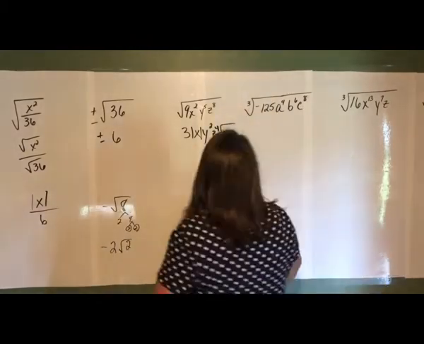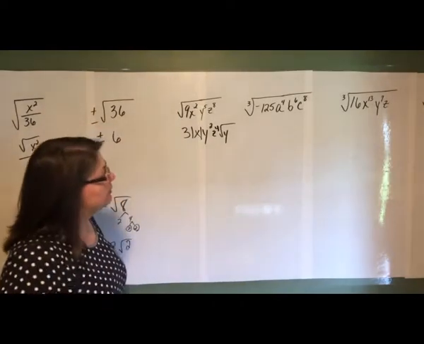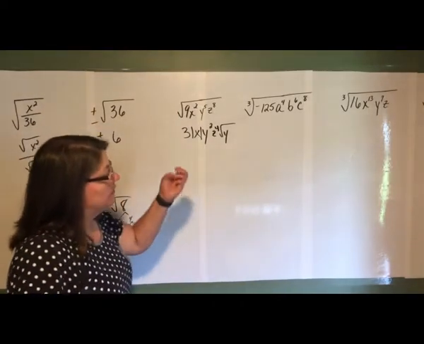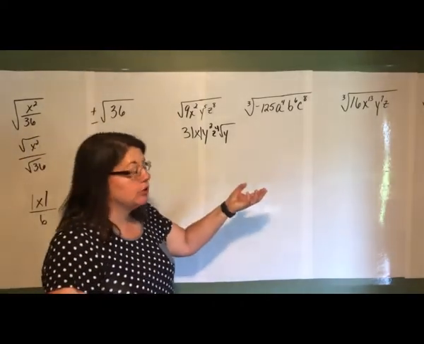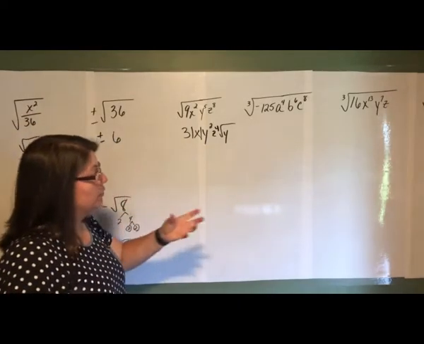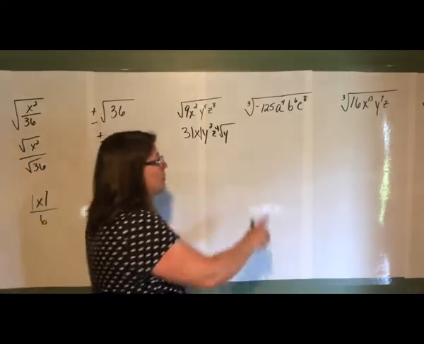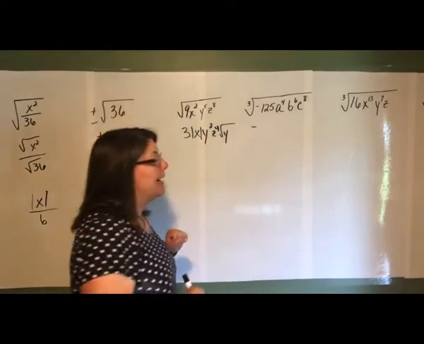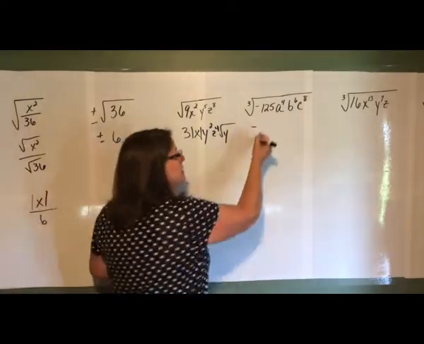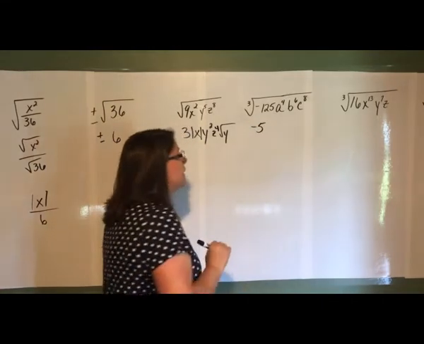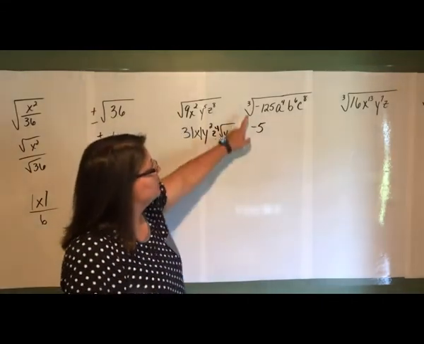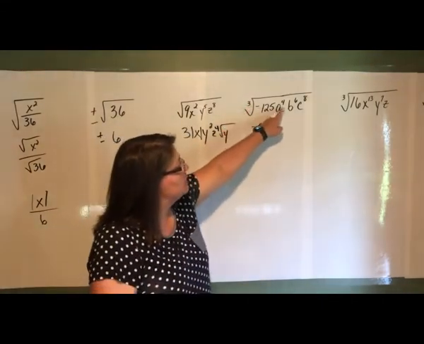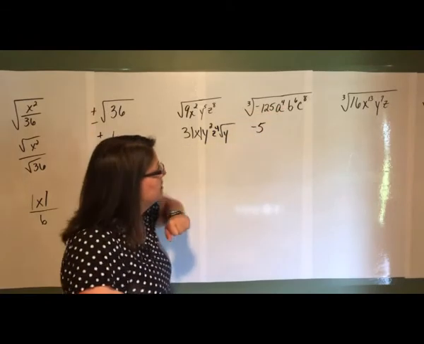Okay, looking at this one, the cube root of negative 125. Well, we know if it's a cube, an odd root or an odd index, we can bring the negative out. So we're bringing out the negative. The cube root of 125, we should know is 5, so we can bring out the 5. And then to do my variables, I'm just going to take the index number into each of these, and then the remainders will be left inside.